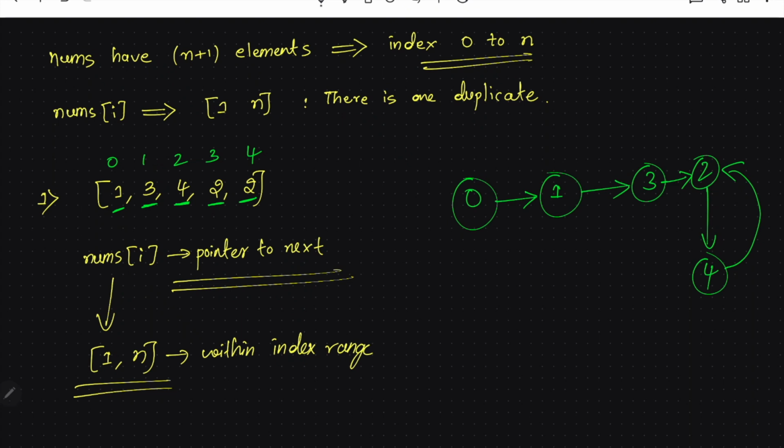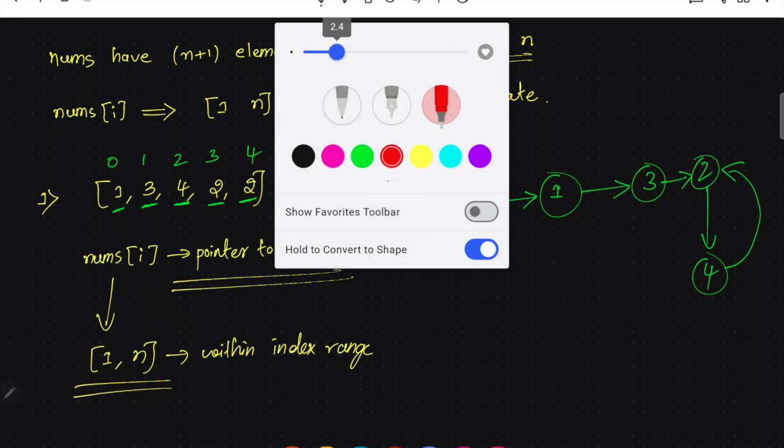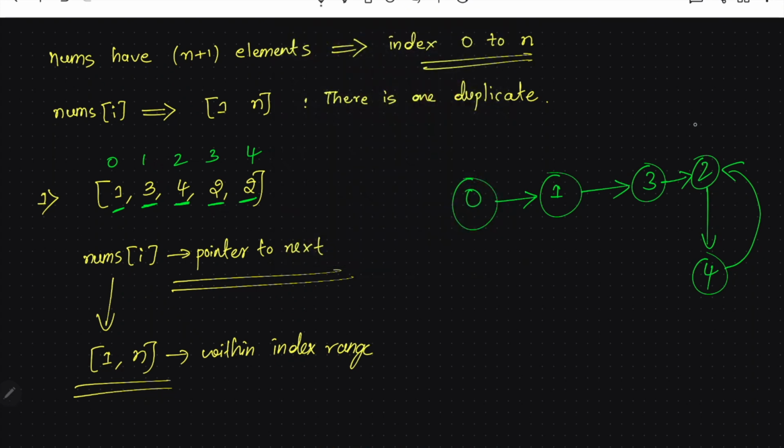By this we have transformed our list into a linked list problem, where if you observe the starting of the linked list loop, it points to the repeated value because it has multiple links coming into it.